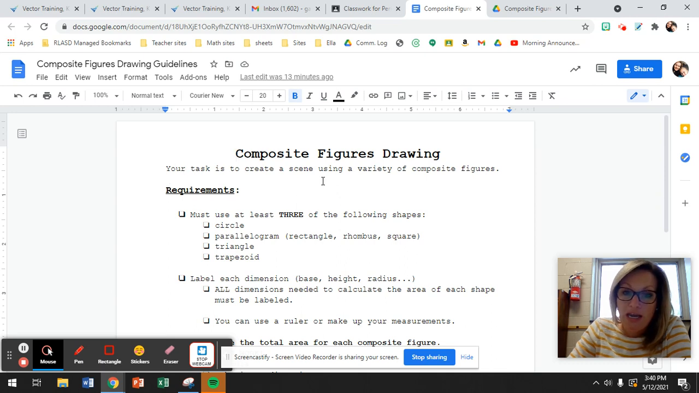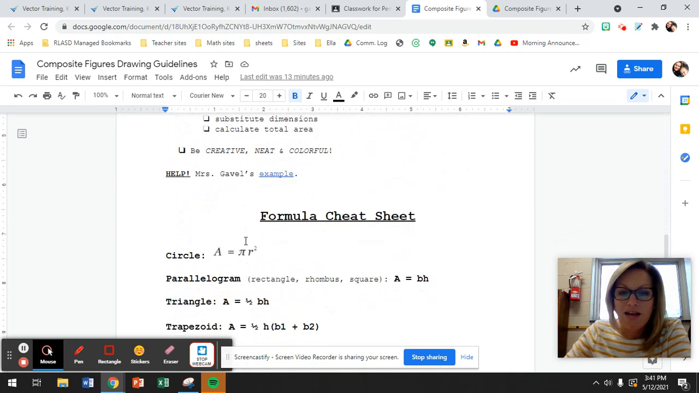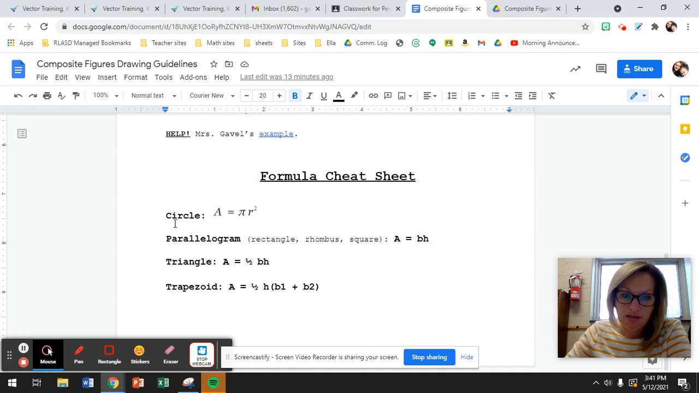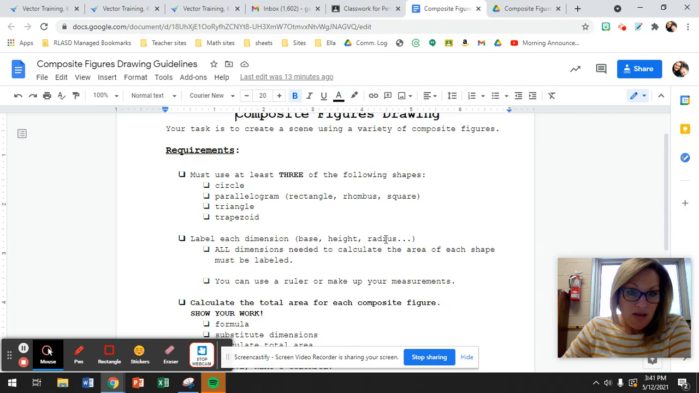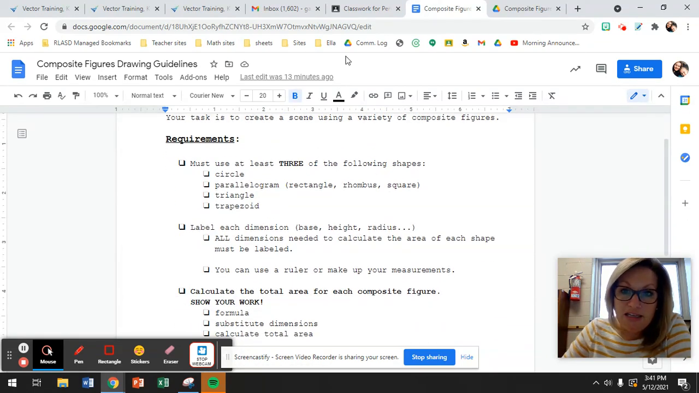Your task is to create a scene using a variety of composite figures. Requirements: I want you to use at least 3 of the following shapes: a circle, parallelogram, rectangle, rhombus, square, triangle, or trapezoid. So just use 3 of them. If you think, shoot, I don't remember the formulas, guess what? I put them all down here. Here's a little cheat sheet, with all your formulas because we're finding the area.